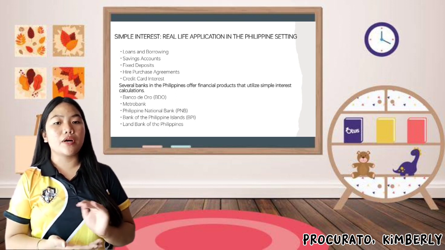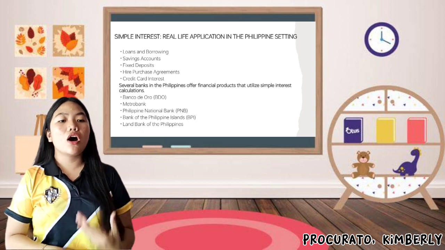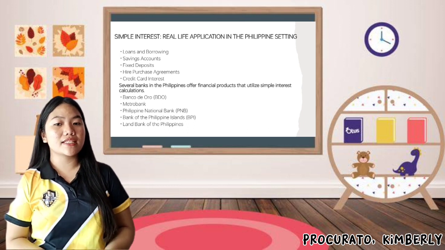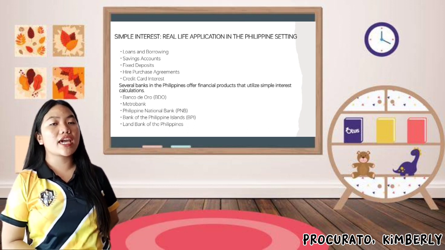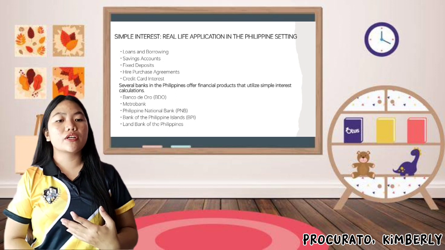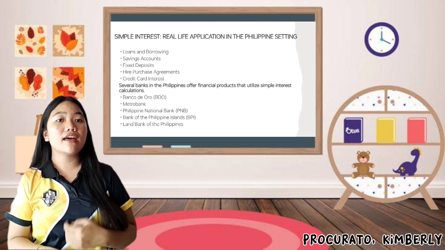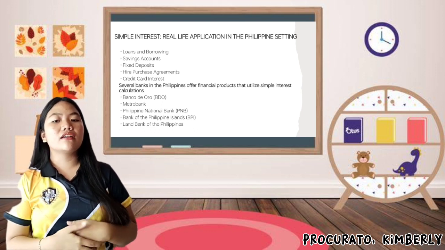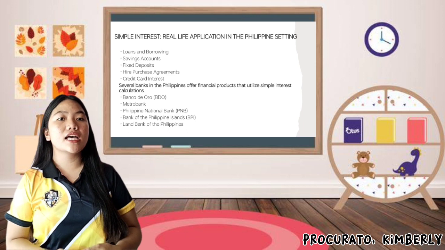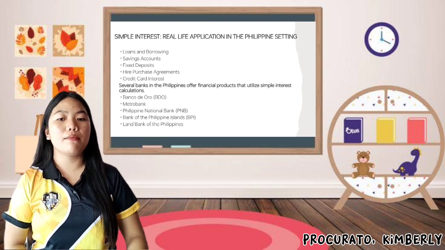Next is fixed deposit. Fixed deposits, also known as time deposits or certificates of deposit, are popular investment options in the Philippines. And also hire purchase agreements, commonly used for purchasing vehicles, appliances, or other high-value goods in the Philippines. So next is credit card interest. When individuals in the Philippines use credit cards and carry a balance from month to month, they are charged interest on the outstanding amount.